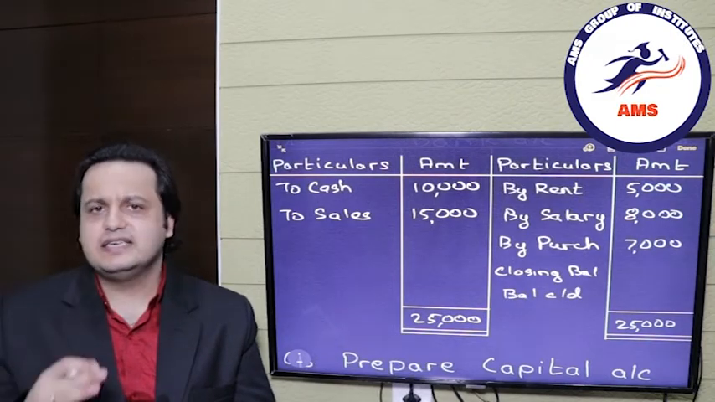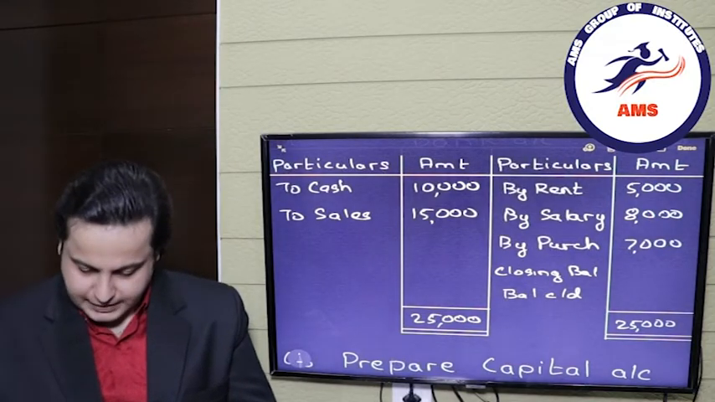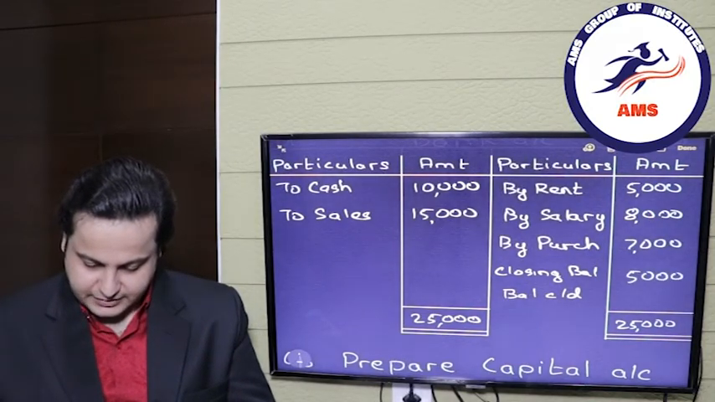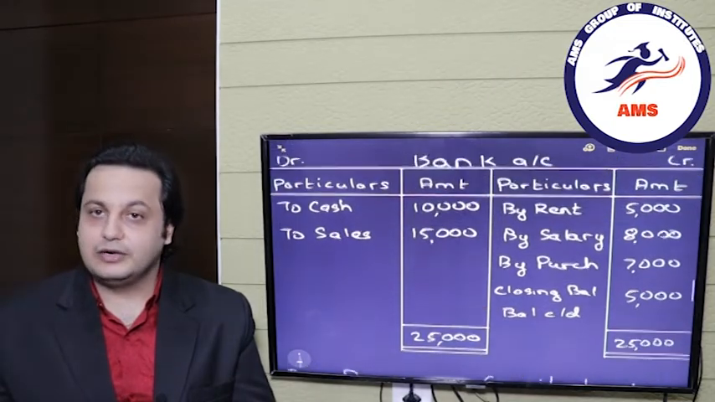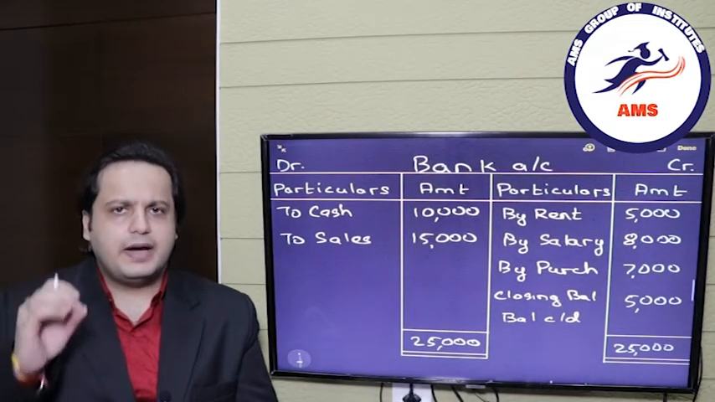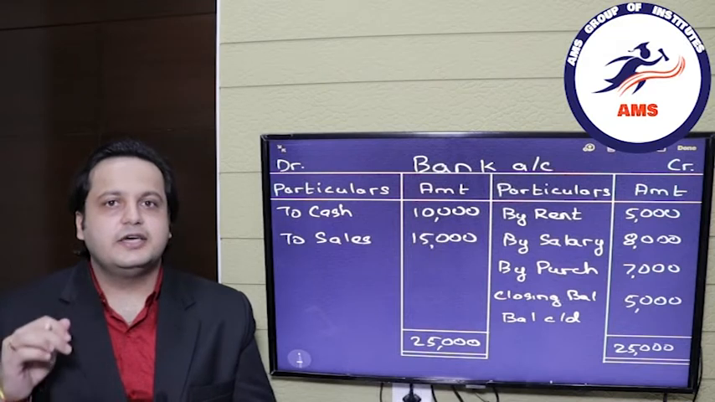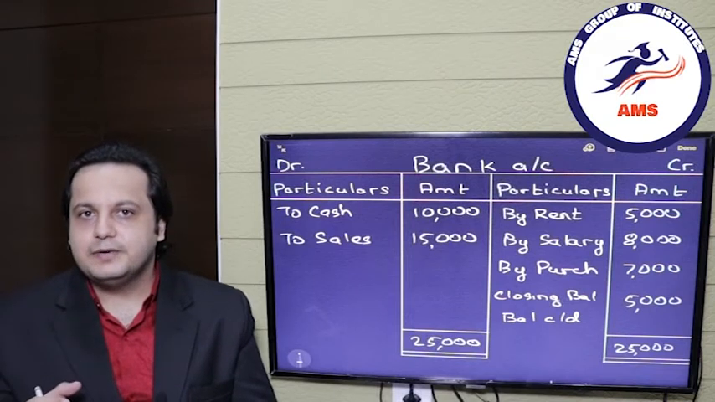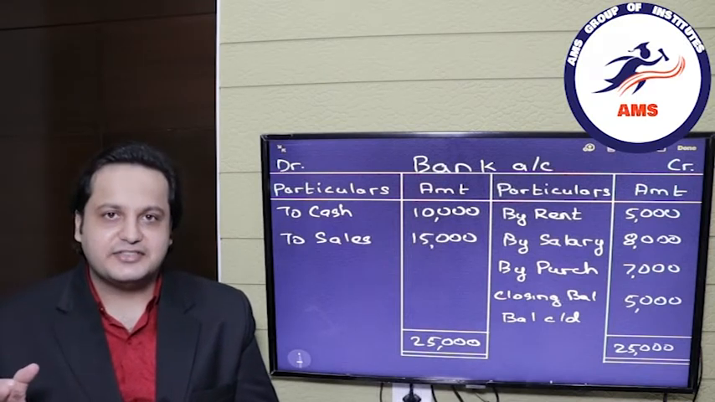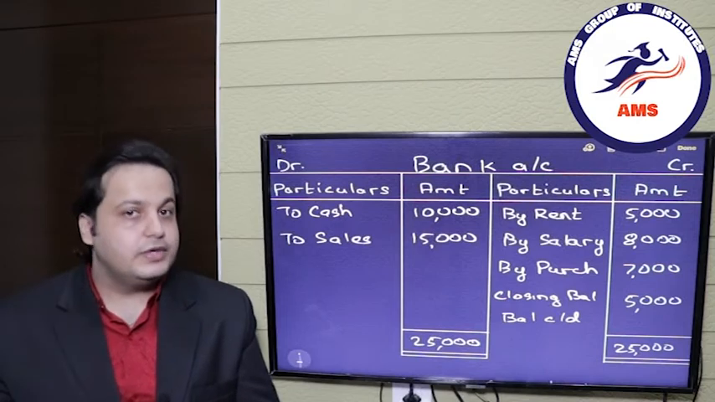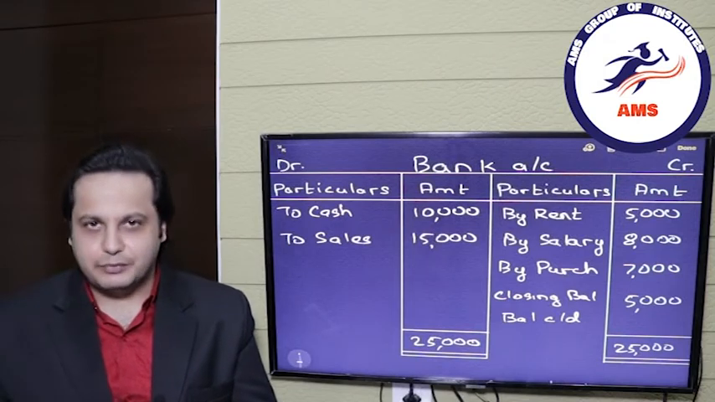Now, most of these things are same. So the balance is 5,000 rupees. So this is how you will close the bank account. Now mind you, the closing balance in this year will become the opening balance in the next year. So how will you carry forward these balances? We will see in another video.